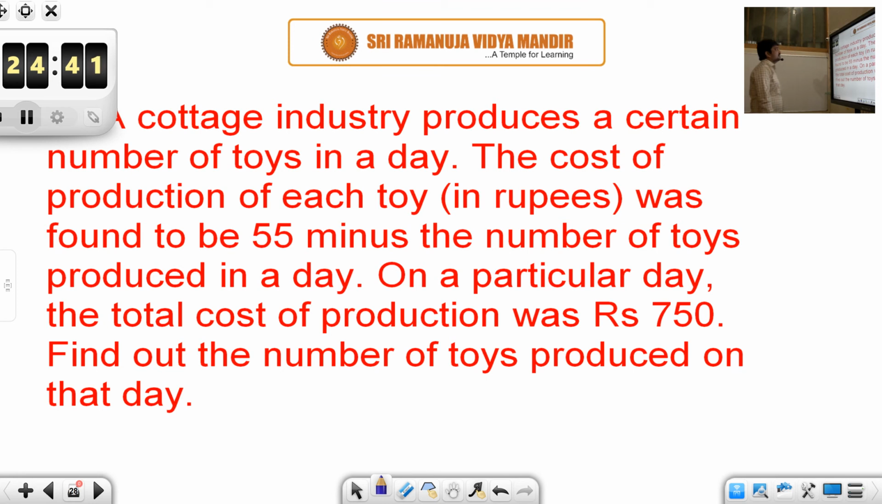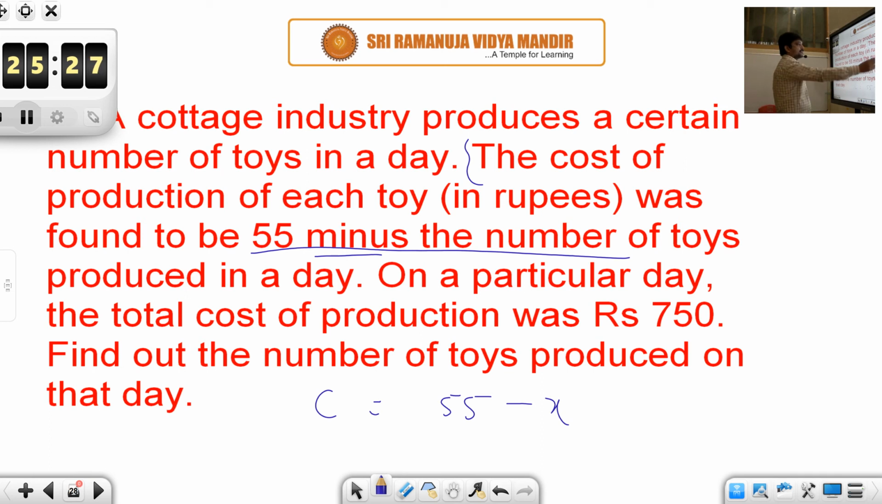Let's look at another example. A cottage industry produces a certain number of toys in a day. The cost of production of each toy was found to be 55 minus the number of toys produced in a day. The statement is very, very important. See, they are saying the cost. How much is that? It is 55 minus the number of toys produced in a day. Say if the number of toys are x, then 55 minus x is going to be the cost.